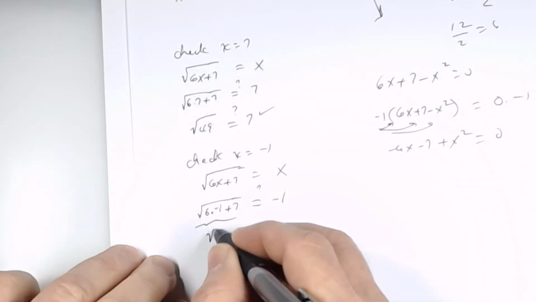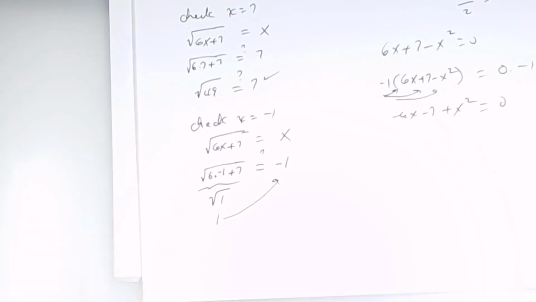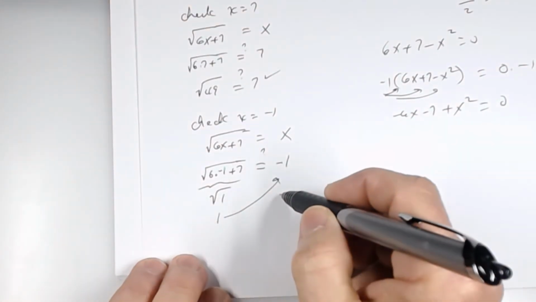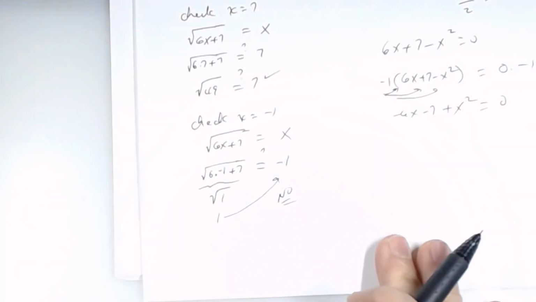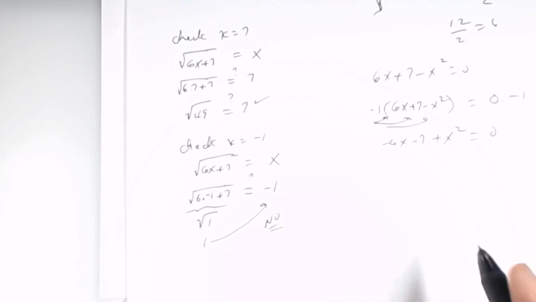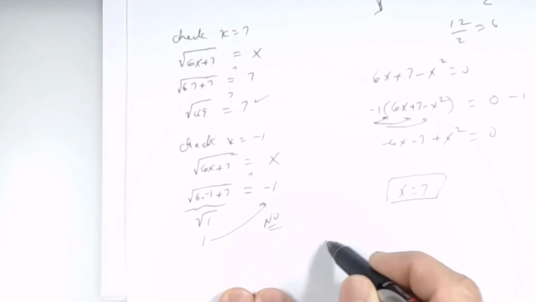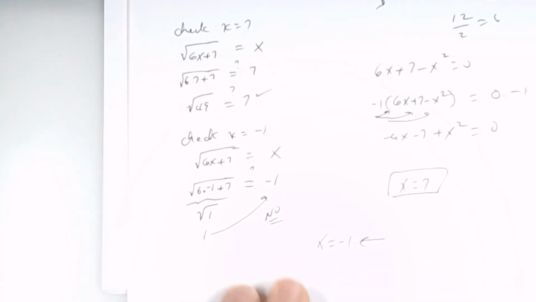So that's the square root of 1. Do you agree? And what's the square root of 1? 1. Is 1 equal to negative 1? No. 1 does not equal negative 1. So what that means is that, in terms of the original equation, the only solution is x equals 7. As for x equals negative 1, let me tell you what that means. x equals negative 1 is a solution to which of the equations I have listed along the process?